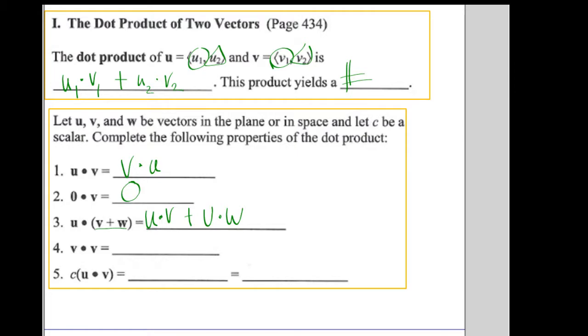Number 4, if you've got a vector and you're dotting it with the same vector, you actually get the magnitude of the vector squared. We'll look at an example of that in just a minute. And finally, if you've got two vectors being dotted together, multiplied by some number out front, you've got c times vector u dot v, or u dot c times vector v.